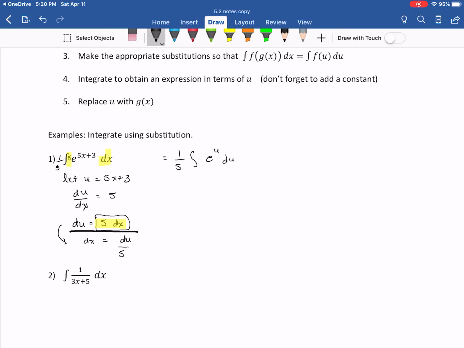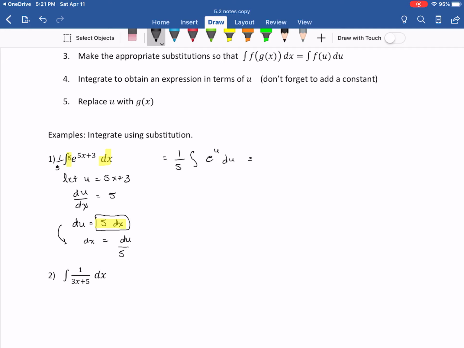I put it in there anywhere. You could have put it there where I have it. You could have put it here. You could have put it here. Wherever you want to, it does not matter as long as you got that 5 in there. But as soon as you put that 5 in there, you have to balance out by putting in a 1/5. And I like to put it in front of the integral just so that it doesn't get all jumbled up.